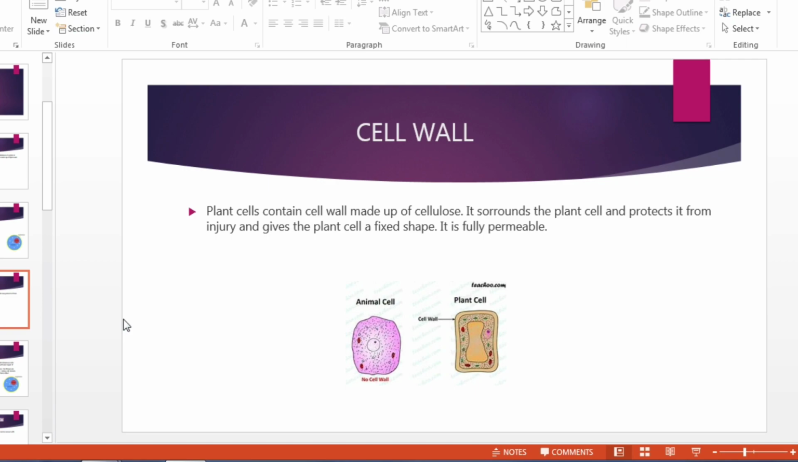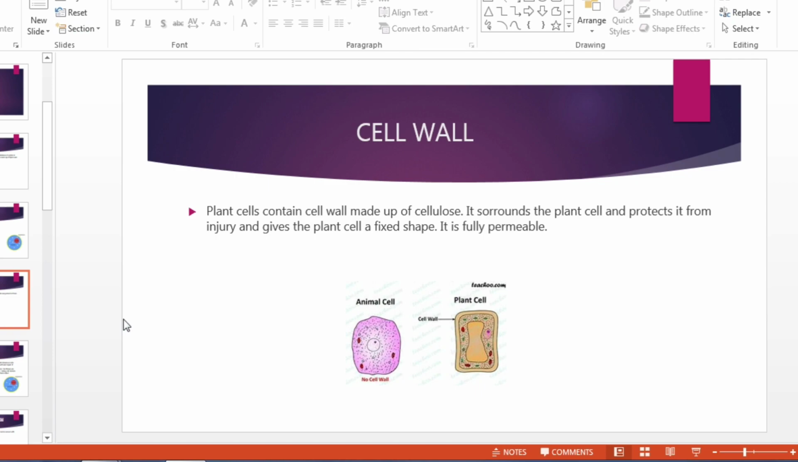The next cell organelle is the cell wall. The cell wall is only present in plant cells. It is made from a substance called cellulose, which is basically a sugar, or a carbohydrate, you can say. The cell wall surrounds the cell. It also protects the cell from any kind of mechanical damage, and it also gives the cell a fixed shape. If you have observed a plant cell, it has a fixed shape. The fixed shape is due to the cell wall present.